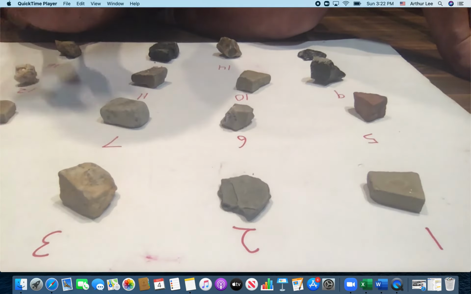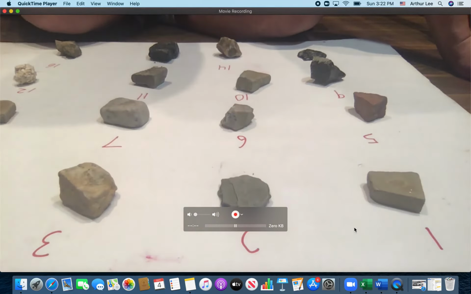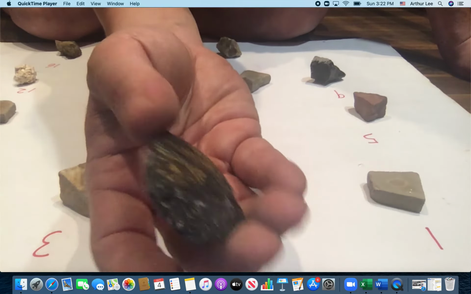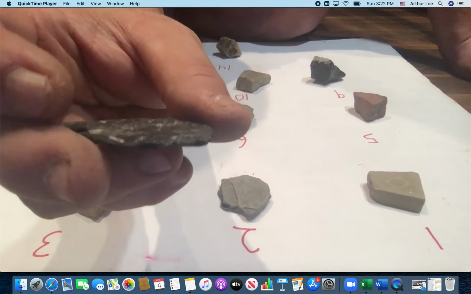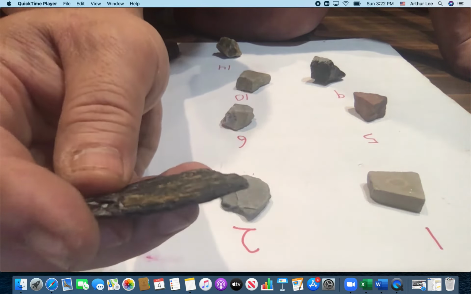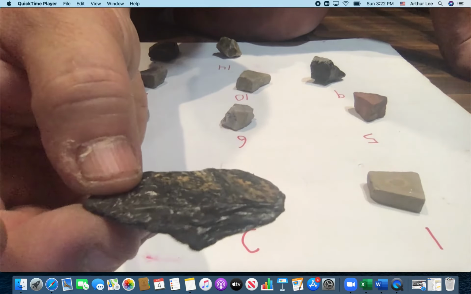Okay. Next, we've got sample number 13. Look how flat this rock looks. It's very weak. I could break this apart with my fingers.